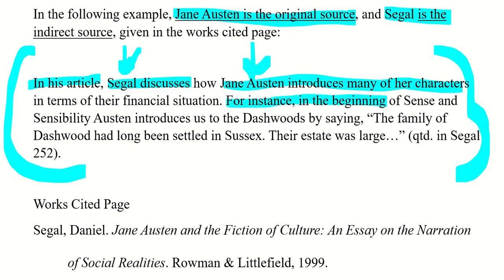For instance, in the beginning of Sense and Sensibility, Austen introduces us to the Dashwoods by saying, and here's the direct quote, "The family of Dashwood had long been settled in Sussex. Their estate was large." This is Jane Austen's words, not Siegel's, but we know that it's going to be cited in Siegel. Why? Because of the parenthetical citation here.